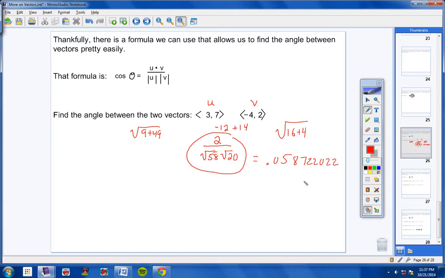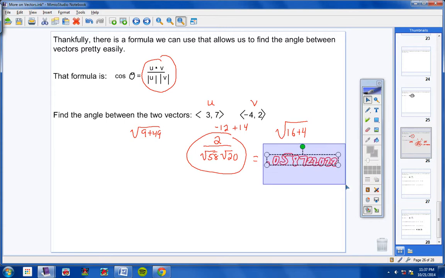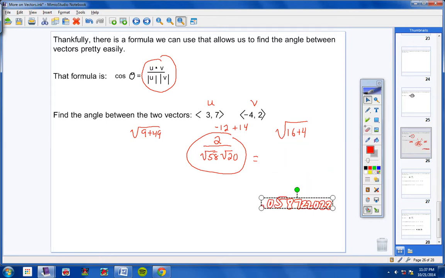Okay? Now remember, this entire expression right here equals cosine of theta. So now I'm going to hit second cosine on my calculator of this number, and I will get out 86.63 degrees. So I'm going to go ahead and put the angle between these two vectors is 86.6 degrees. That's it, guys.